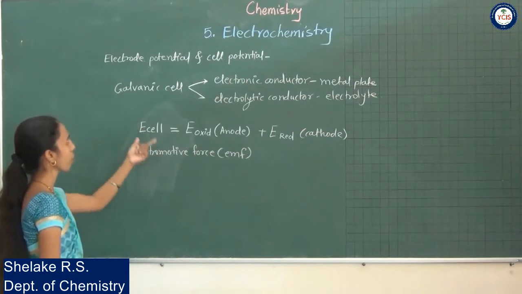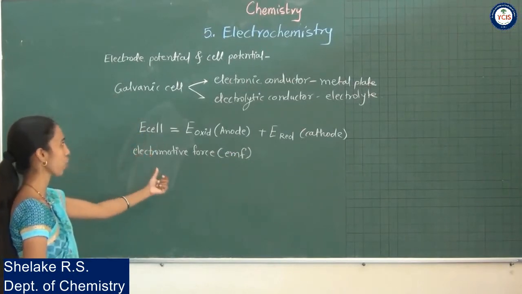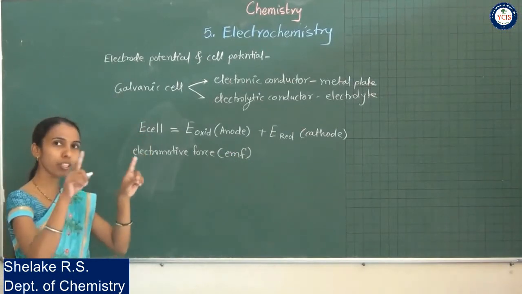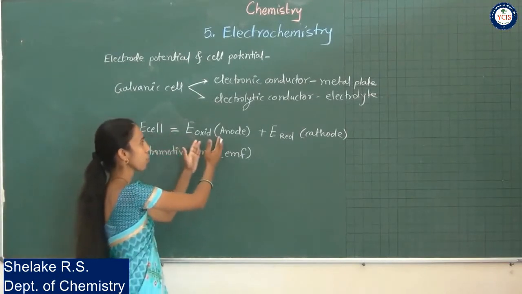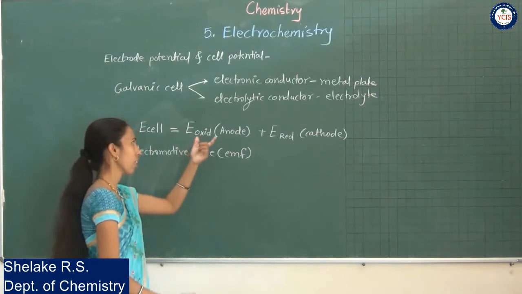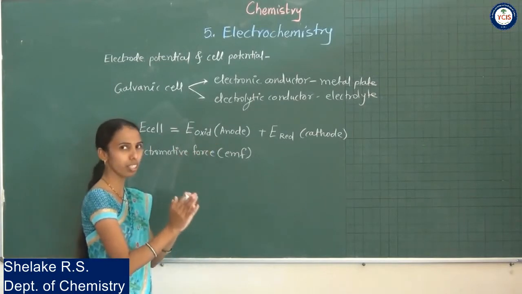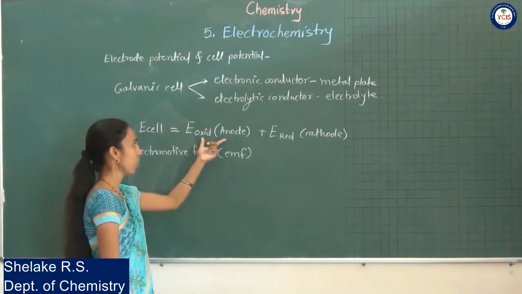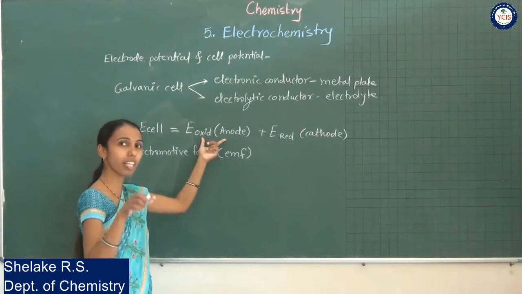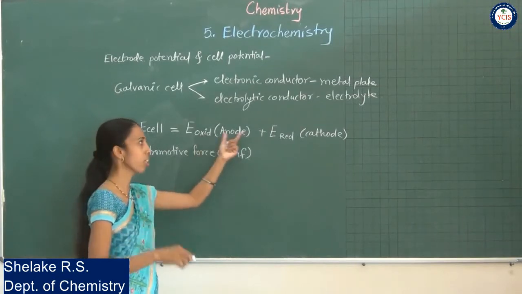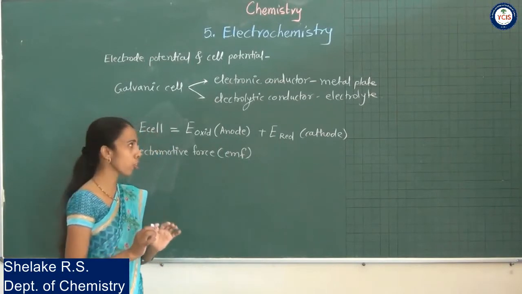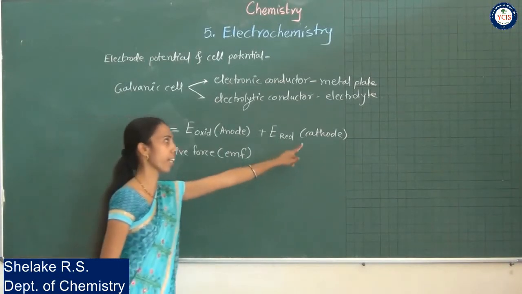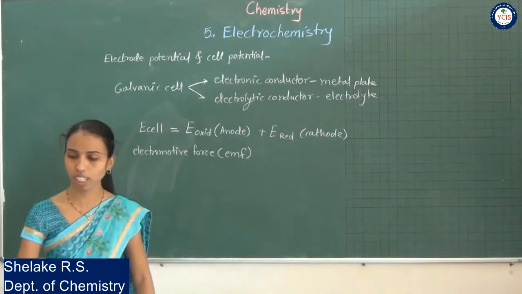Okay, so this is all about the cell potential and electrode potential. E cell is nothing but the total potential of that cell, and this total potential is due to each half cell. In one half cell there is oxidation, so E oxidation is the electrode potential of the anode, and E reduction is the electrode potential of the cathode. Okay, so this is all about the cell potential.